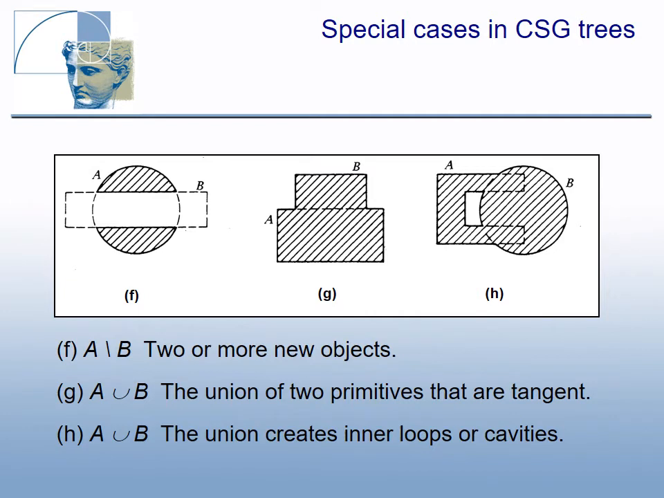In the case of difference operation in the left image, the result has two disjoint solids, parts of the primitive a. In the middle image, the regularized union of two tangent primitives makes one solid and the joint boundary disappears. The union of the right image creates a solid with the inner loop or cavity.